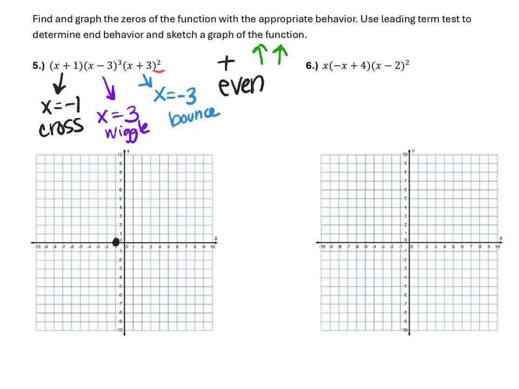Here's 1, -1, and then 1 at 3, and then 1 at -3. Right? Okay, at -1, I know that my end behavior is going to be up, up. So this should be like this. It's going to cross here. That's wrong. -3 is a bounce. At -3, it's going to bounce off here, and then it's going to cross at -1.